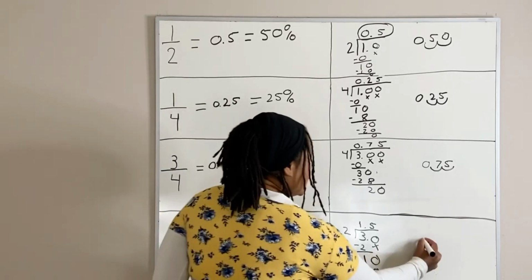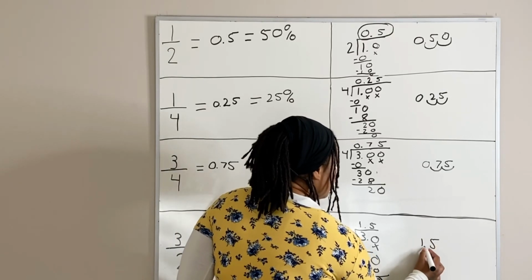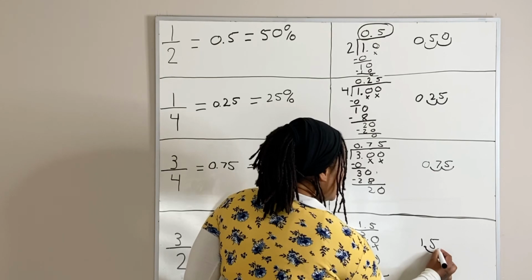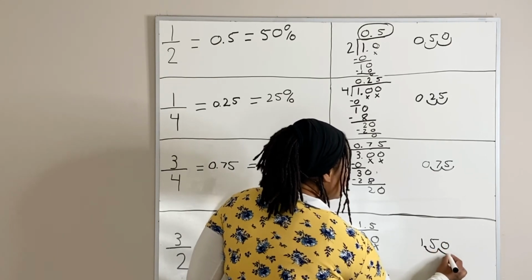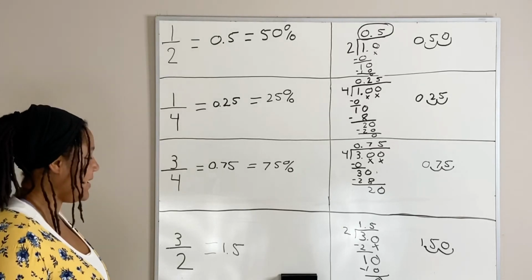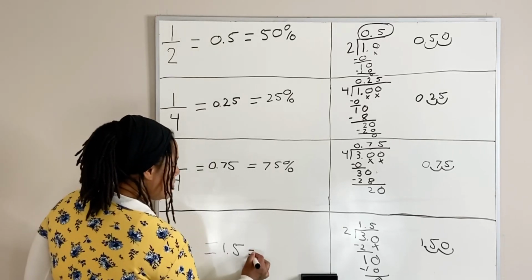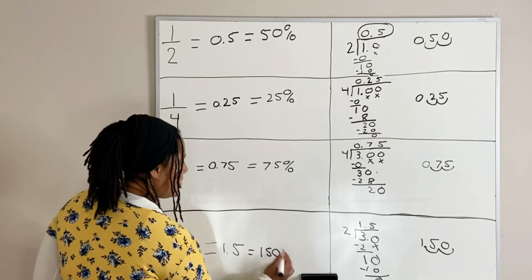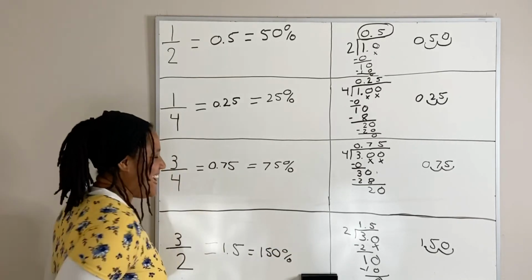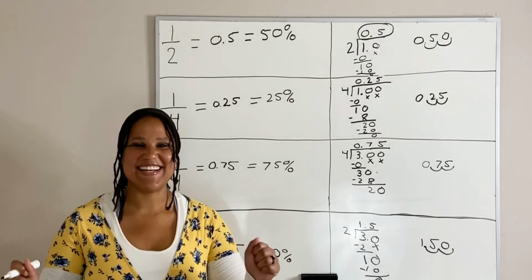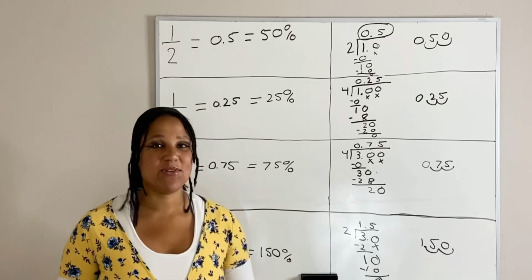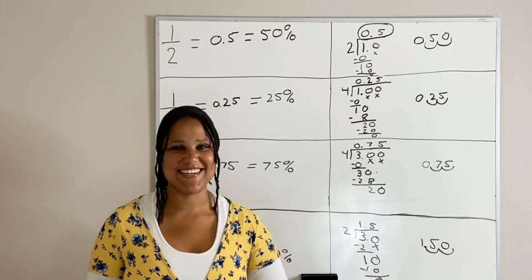Okay, and I'm going to take 1.5, put my finger on the decimal and scoot it over 2 times. That's 1, make a 0, 2. So we get 150%. Okay, and that is how you convert a fraction into a decimal into a percentage.